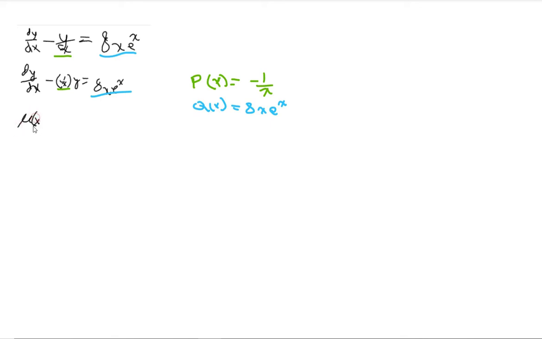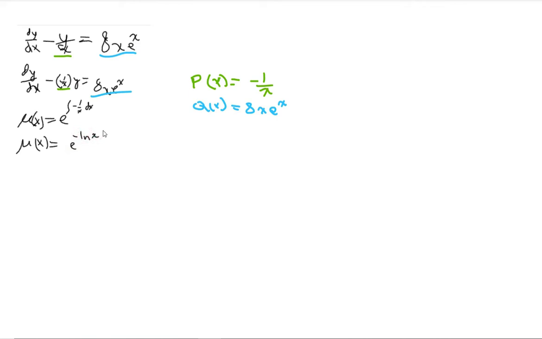Mu of x is equal to e to the integral of P of x dx. What's our P of x? Negative 1 over x dx. Basically we're going to integrate this and we're going to get natural log. Hopefully you have those basic integrals down. This is not going to be fun at all. So we have e to the, pull out the negative, natural log of x.